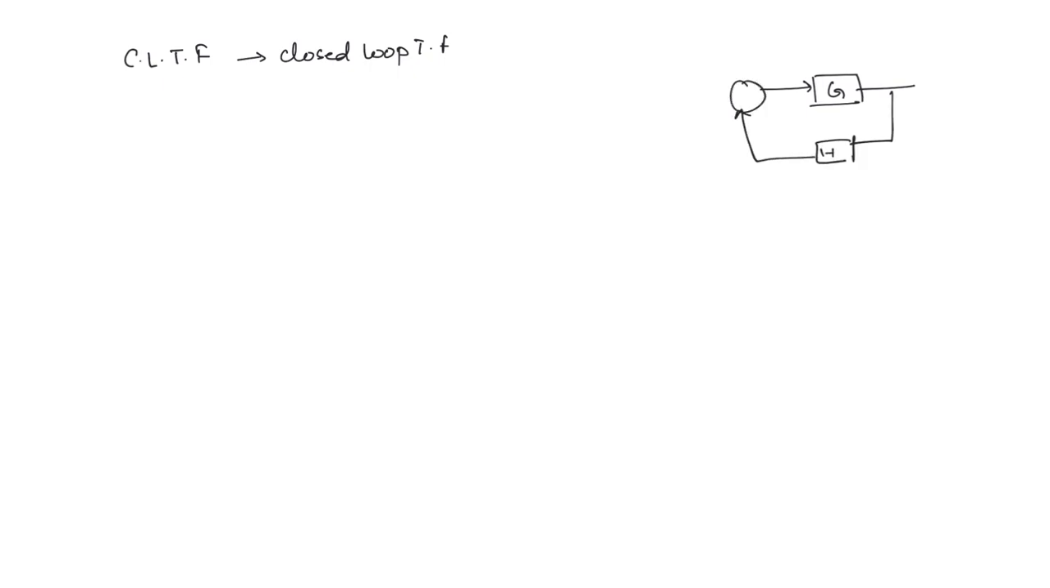So first one is the CLTF, the closed loop transfer function. That means there is a forward path transfer function G as well as a feedback path transfer function H. Here we have the input and here we take out the output. Then what will be the transfer function for a negative feedback system, which is what we usually consider? This transfer function is G by 1 plus GH. This is called the closed loop transfer function.